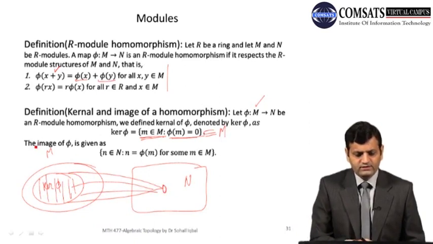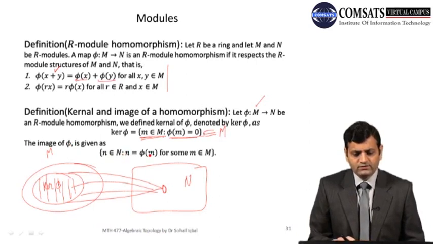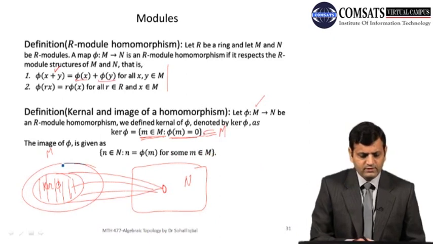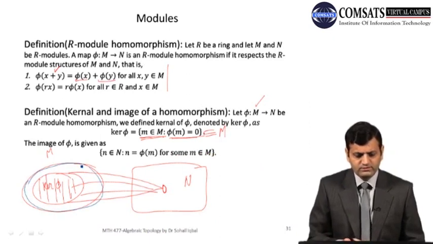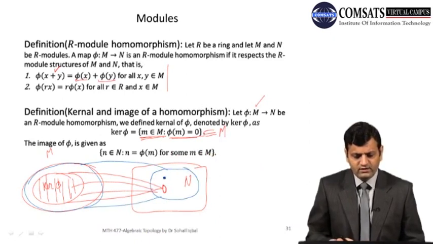Okay, and what is the image of phi? The image of phi is all those elements of N which are images of some m in M. So once again, this M goes to some subset of N in general. Let's say this is the subset of N. So this set is basically the set of image values of phi on elements of M. We apply phi on the elements of M, and we get a subset of N. This subset of N is called the image of phi.